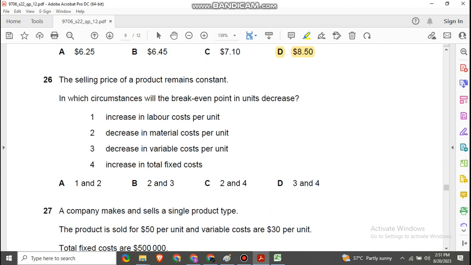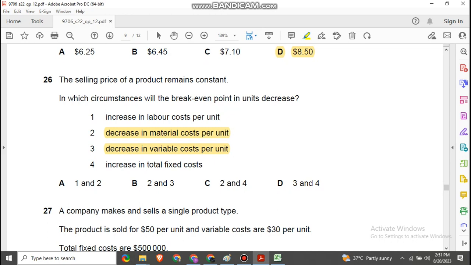Number 2, a decrease in material cost per unit. Yes, material cost decreases, so cost is decreasing. I have to recover a lesser amount, so my break-even units may decrease. And the third option, a decrease in the variable cost per unit. Again, the cost is decreasing here, a variable cost. So variable cost decreases, which will decrease my break-even units. I have to sell fewer units to cover all the cost.